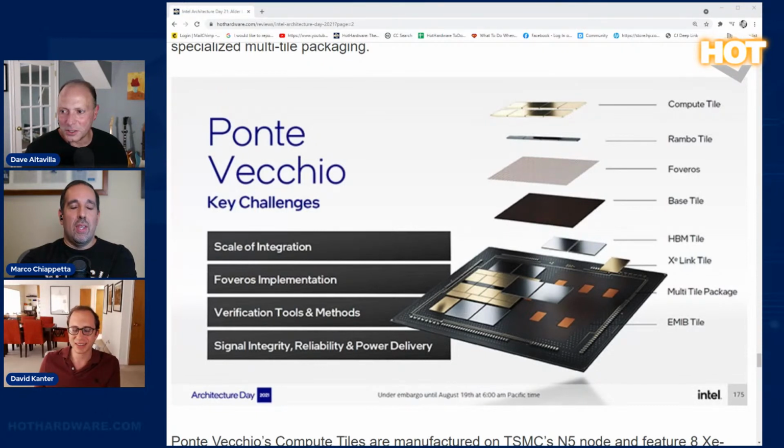Agreed. And you look at this, you've got 1, 2, 3, 4, 8, 9 different levels of tiling. So compute, Rambo, Foveros, space tile, HP. When you think of the term stacked, this is stacked. Yeah, literally and figuratively.